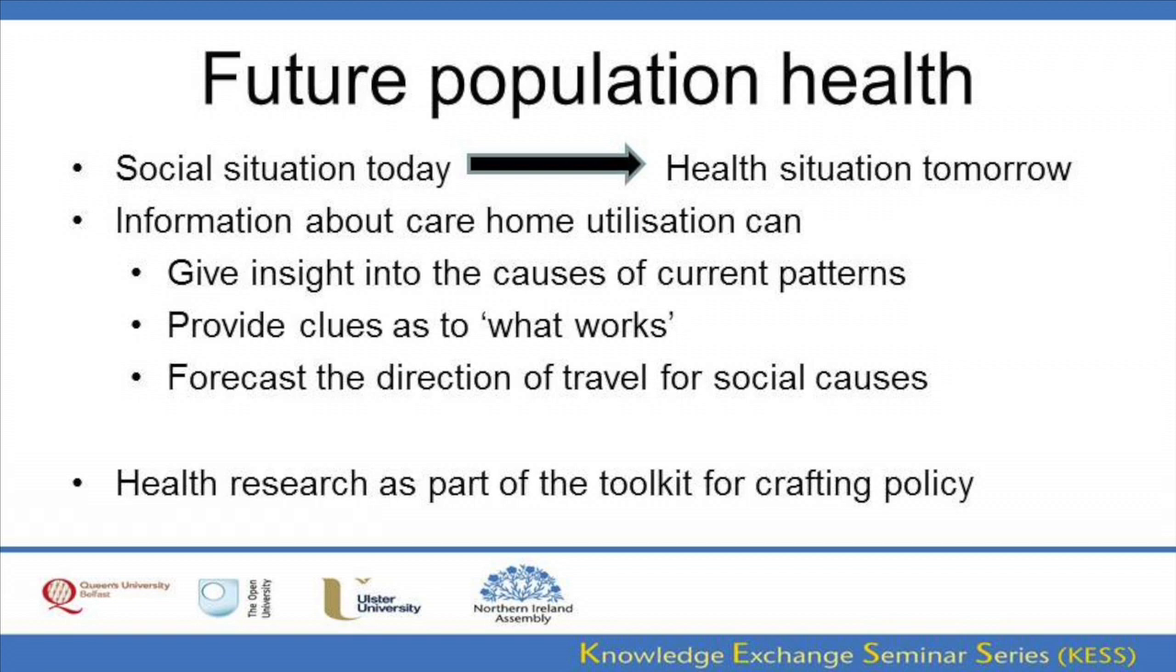So in terms of looking at social factors today, by having a better understanding of the shape of the population and the shape of the use of care homes, it can give us a clue about how these social factors are going to lead to health and health service utilisation in the future. So this is really using population research to try and plan forward for long-term policy planning.